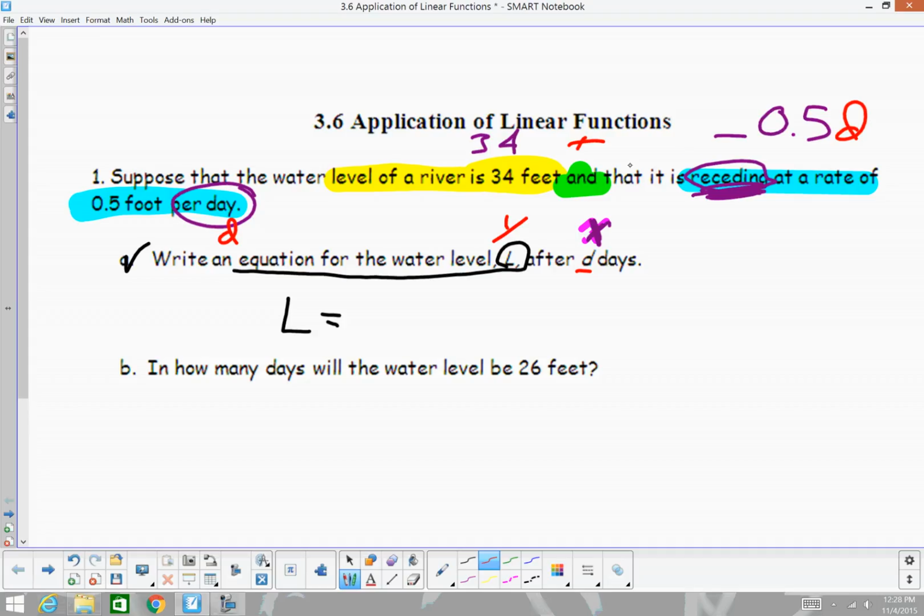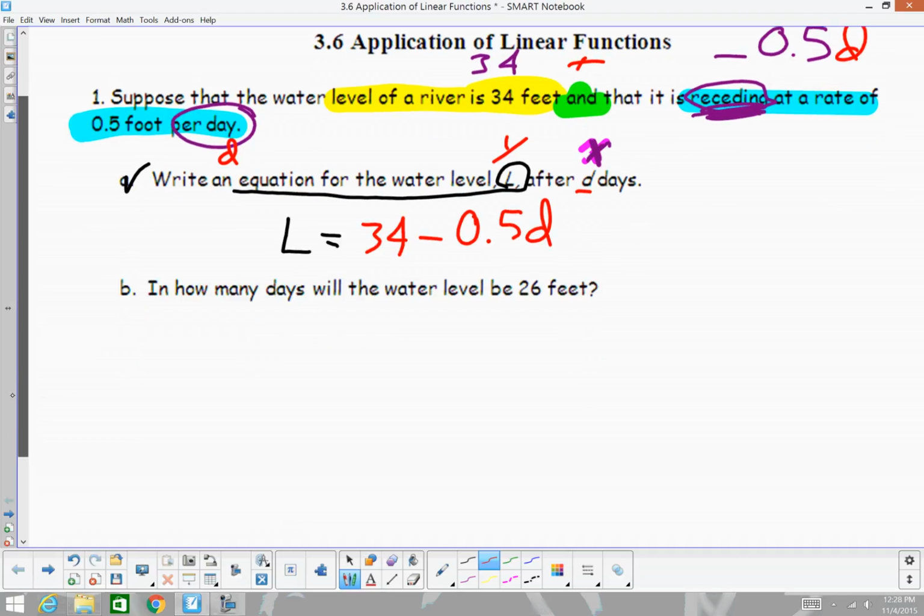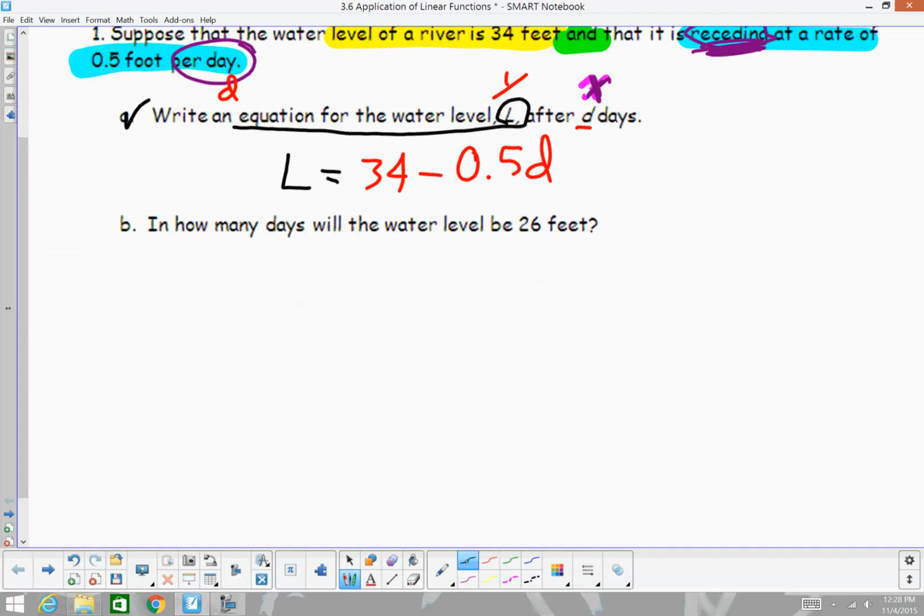Now that I have all my information algebraically, I'm just going to rewrite it. I'm going to write 34, and this is saying plus a negative, which is the same thing as subtraction, 0.5D. Awesome. That's the same thing as saying, if you wanted to write it as y equals mx plus b, y equals 34 minus 0.5x. It's like saying the same thing, but this is using a notation in terms of the problem.